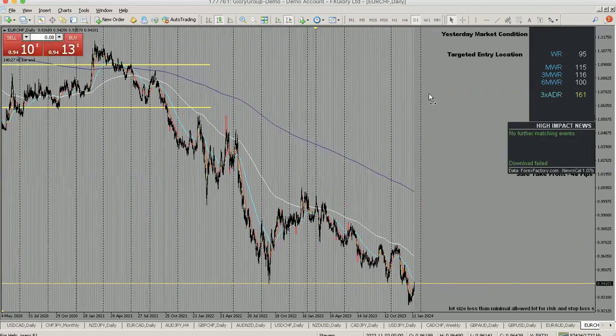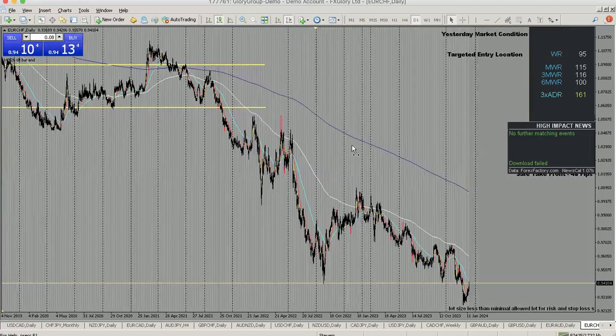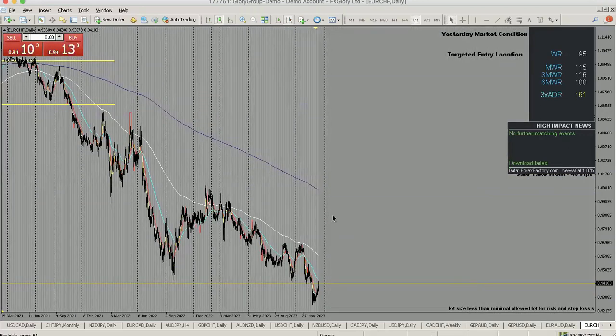Euro CHF, massive pattern. 1, 2, 3 to the low. Expecting higher prices. Full of harmonics. We're in it already. Looking great.